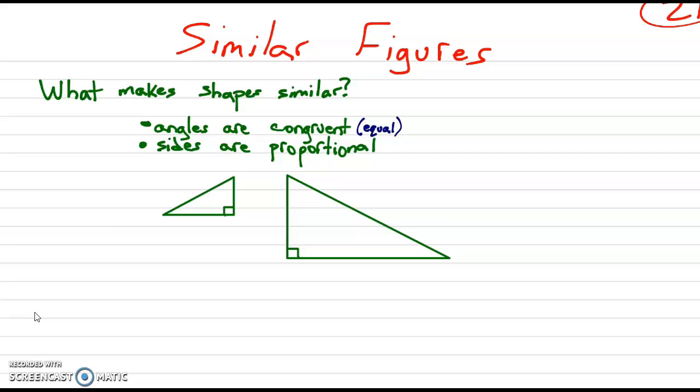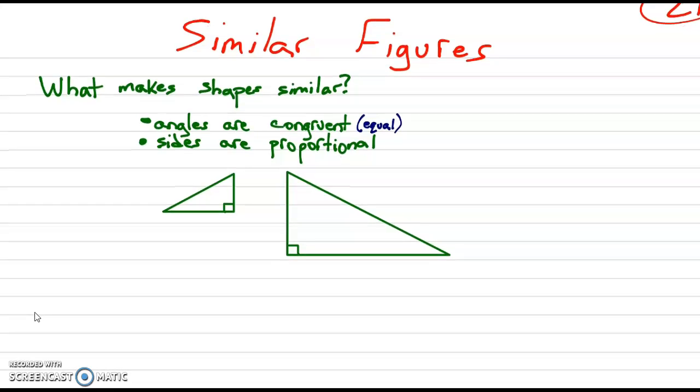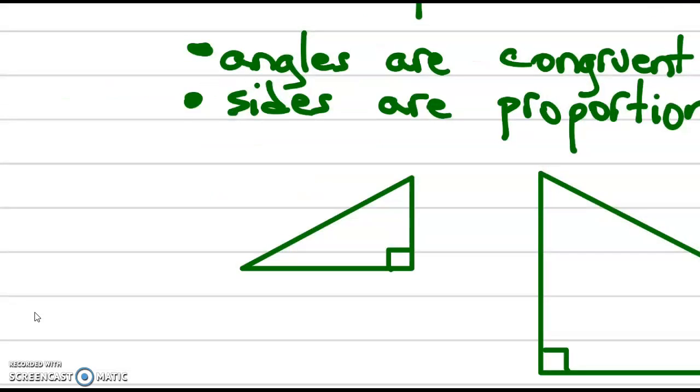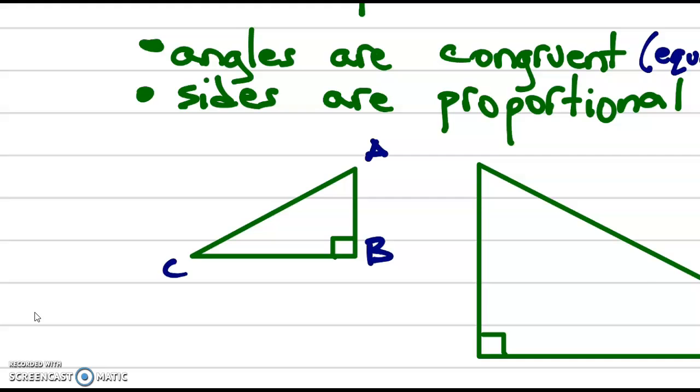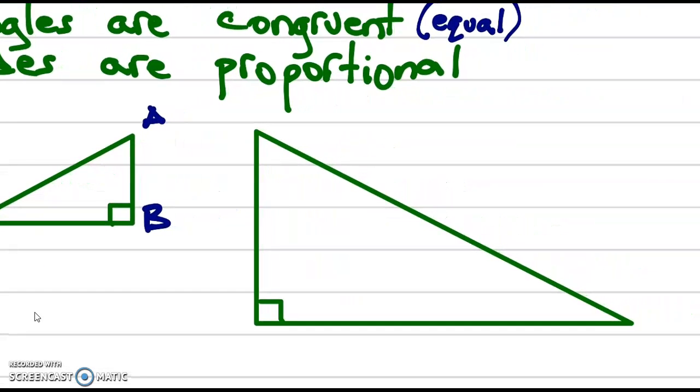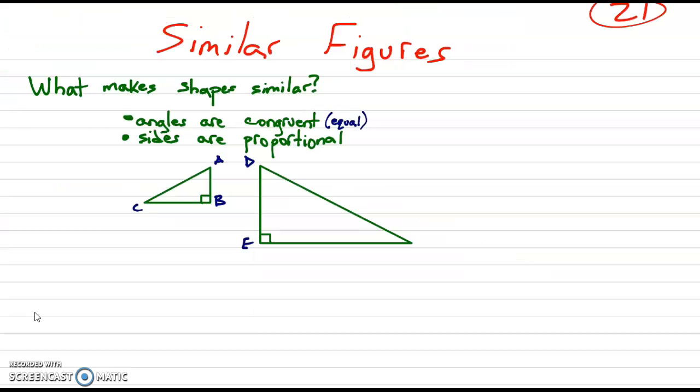So let's look at these two triangles, and the question is, what makes shapes similar? Angles have to be congruent, meaning equal, and sides have to be proportional. So let's name these two triangles. The small triangle on the left, we are going to name that triangle A, B, C. Okay, and the larger triangle on the right, let's name that D, E, F.